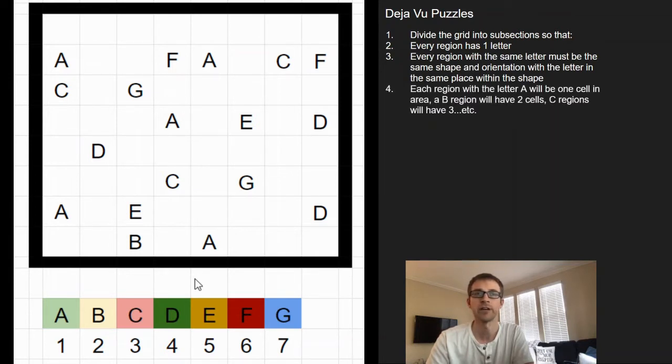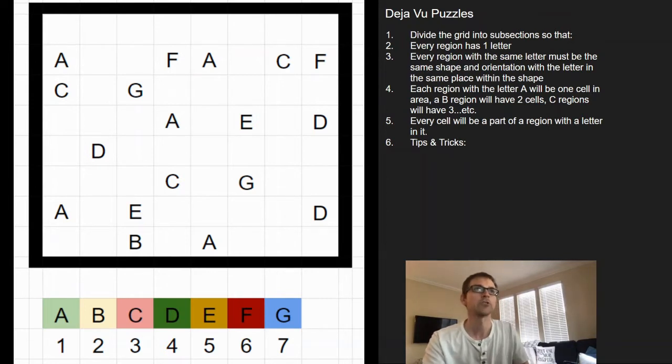Each region with the letter A will be a one-cell area. Every B region will have 2 cells, C regions will have 3 cells, and etc. Every cell will be part of a region as well, so there's not going to be any stranded cells all by themselves. So what I'm going to go ahead and do is try to solve this puzzle for you guys and share some common tips or tricks that'll hopefully make it easier for you to solve these yourself in the future.